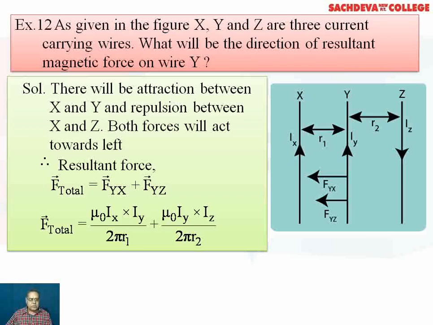The resultant force or the total force will be Fyx plus Fyz. By computing the values, we come to this function: mu naught Ix into Iy over 2 pi r1, plus mu naught Iy into Iz divided by 2 pi r2.